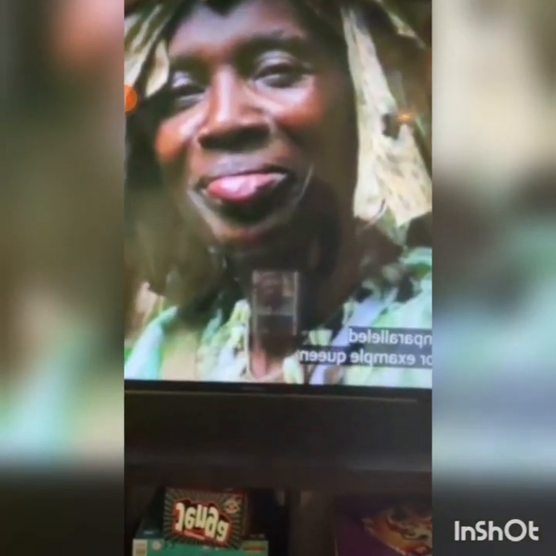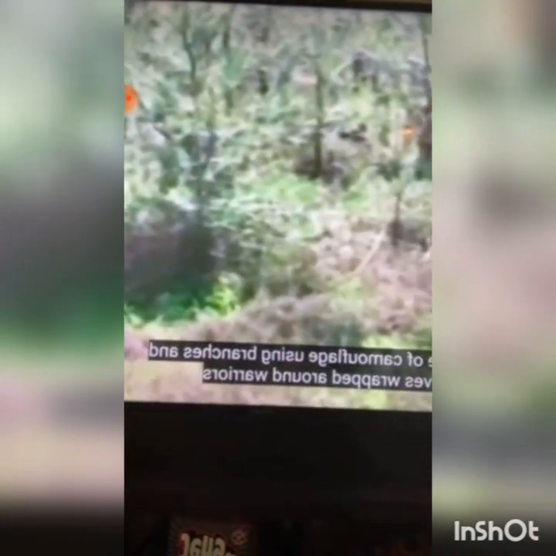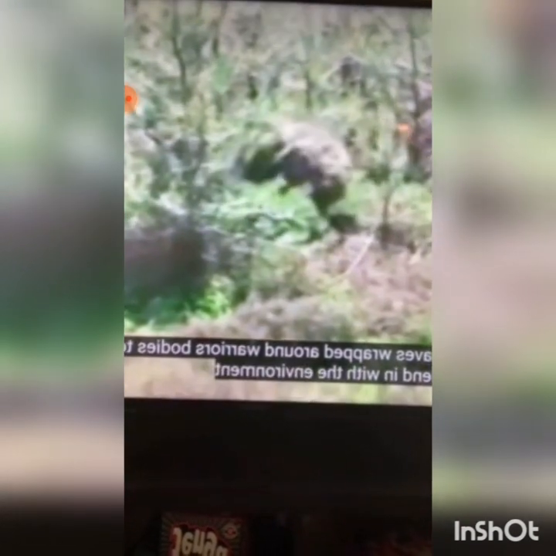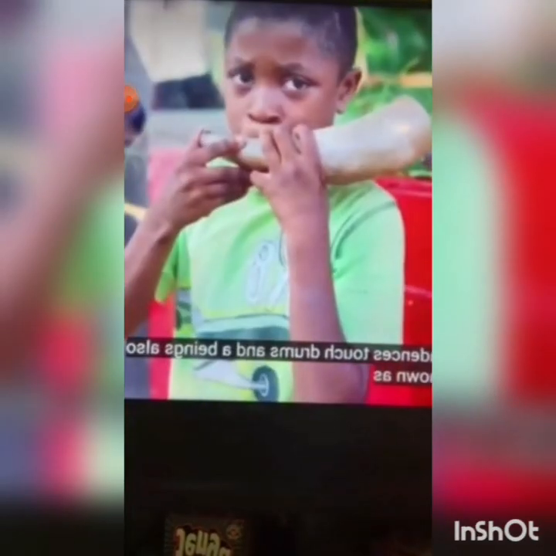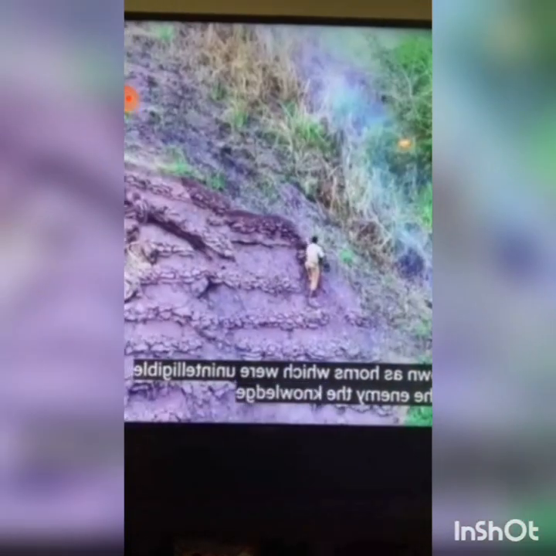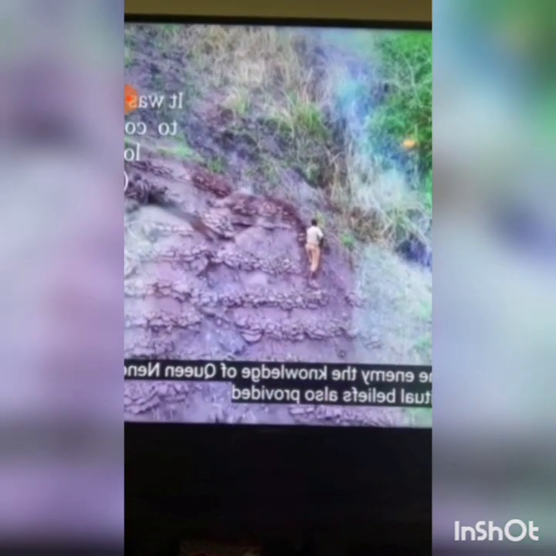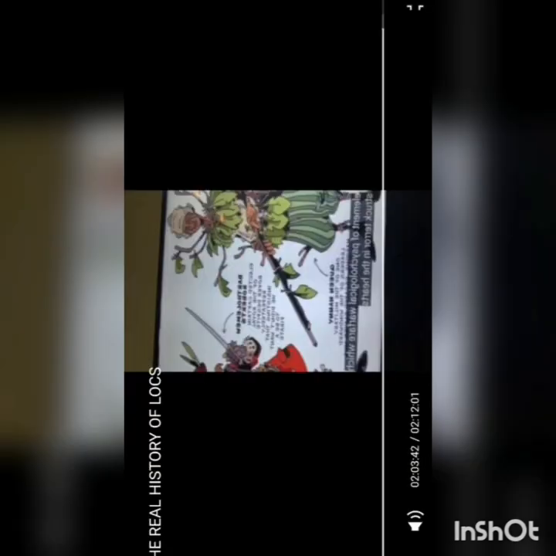For example, Queen Nanny incorporated the use of camouflage, using branches and leaves wrapped around warriors' bodies to blend in with the environment. She instructed her soldiers to stand as still as possible so that they would resemble trees. Another military strategy was a communication system based on the cadences of drums and abengs, also known as horns, which were unintelligible to the enemy. The knowledge of Queen Nanny's spiritual beliefs also provided an element of psychological warfare and struck terror in the hearts of the enemy.